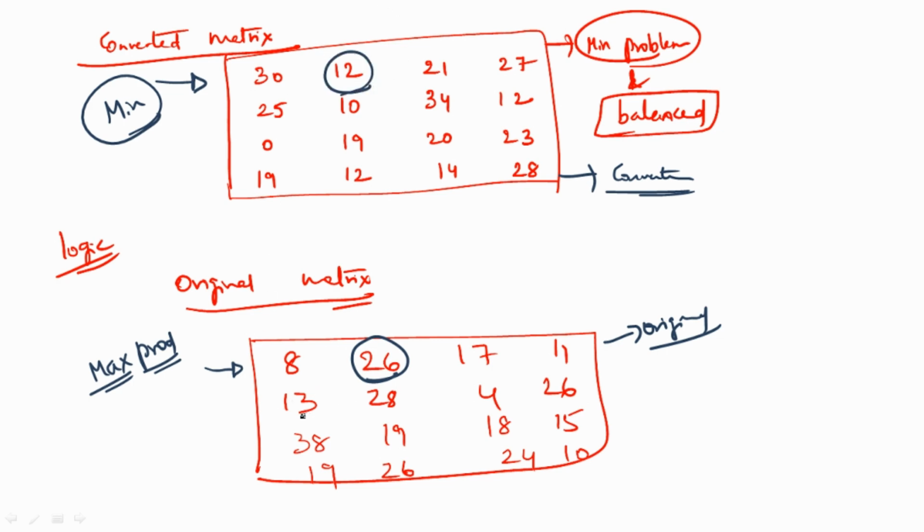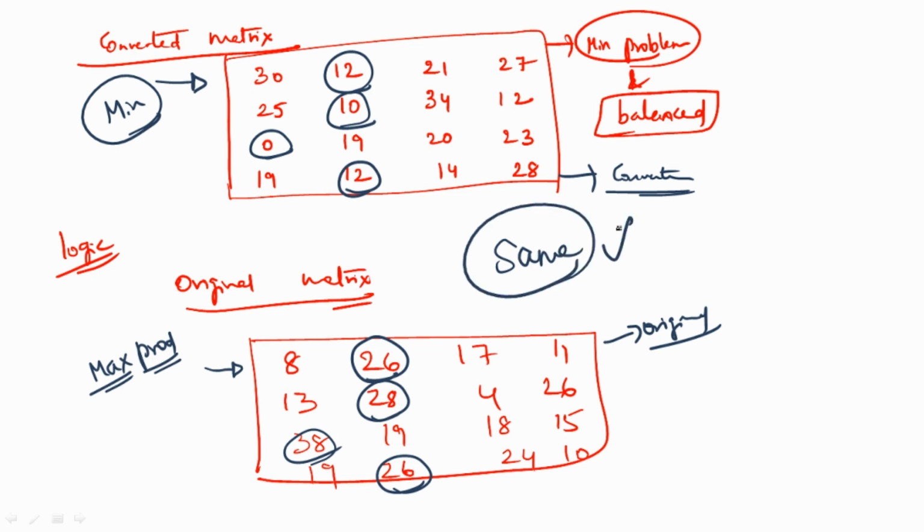Tell me, if your objective is maximization, which one will you select from the second row? I would like to maximize, so I'll go for 28, which is the highest. Here, which is the least in the second row? 10. Here, which is the highest in the third row? 38. Here, which is the least in the third row? 0. Here, which is the highest in the fourth row? It is 26. Here, which is the least in the fourth row? It is 12. You see, both of them give the same answers, correct?